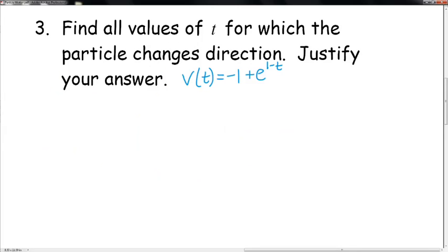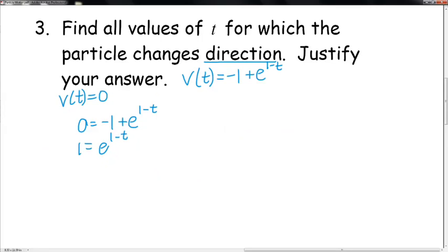Alright, number 3, find out the values of t for which the particle changes direction. Justify your answer. So when we talk about changes direction, you need to find where the first derivative, or where your velocity, is equal to 0. And so we need to find what values of t make the velocity equal to 0. So I'm going to set my velocity function equal to 0. I'll add 1 to both sides.